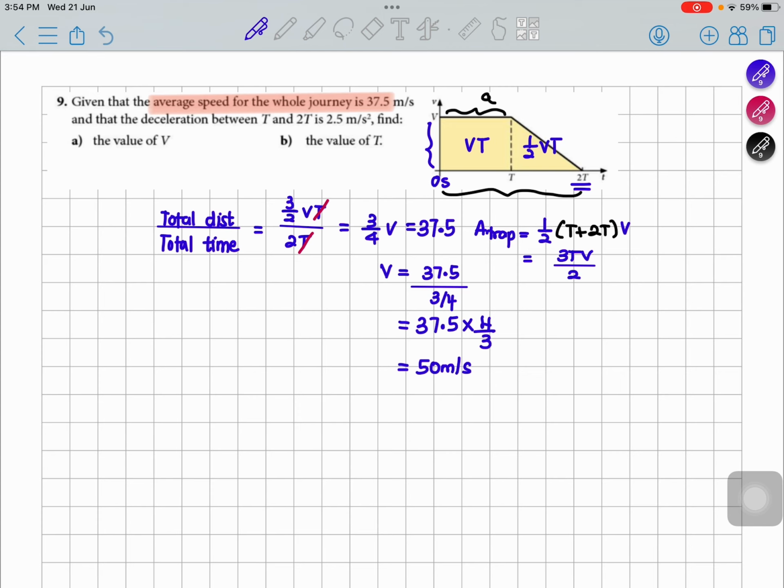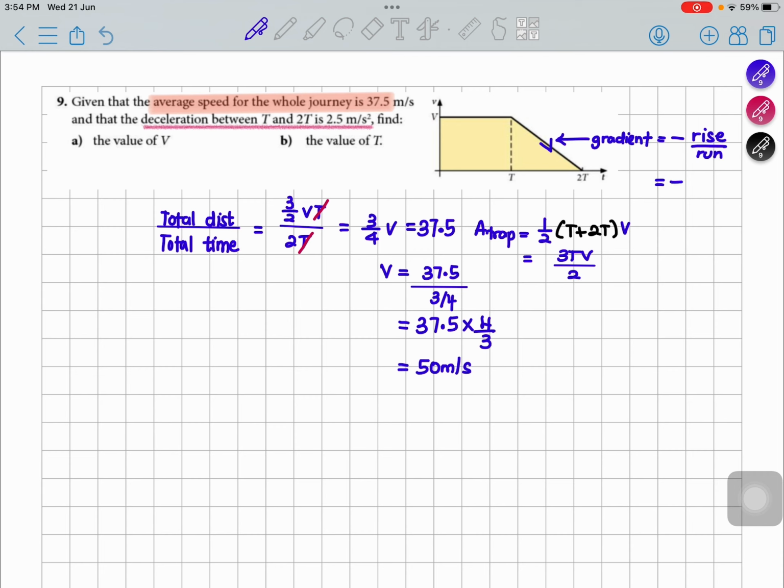Now we have to find the value of t. How will you find the value of t? There is extra information in the question which says that the deceleration is 2.5 from t to 2t. Where is that here? Why is it decelerating? Because the slope is going down, right? So how do I find this value here? This is exactly my gradient. How do you find the gradient? First you analyze the steepness. It is going down, so it's definitely a minus. Then you will do rise over run.